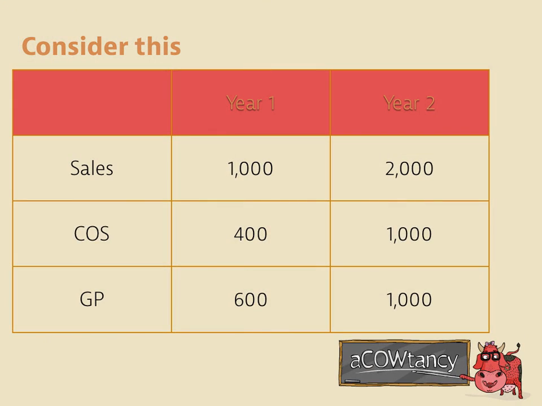So consider this, right, that in year one, sales were 1,000, cost of sales were 400, and so therefore gross profit was 600. Now, if we're auditing year two, and we see that sales are 2,000, we would expect cost of sales to be, hopefully you can see, double at 800. And so therefore, as they've gone to 1,000, we automatically know that there may be a problem there.